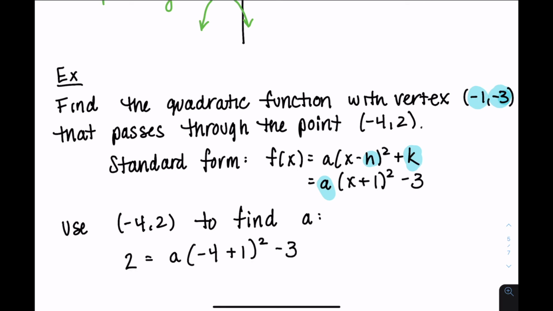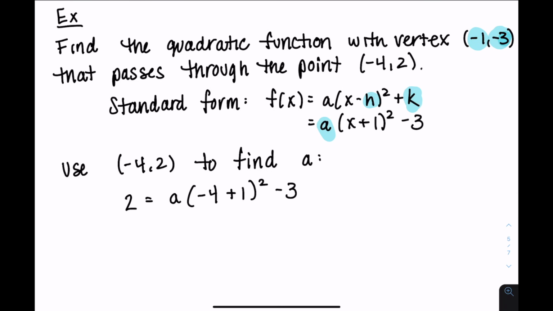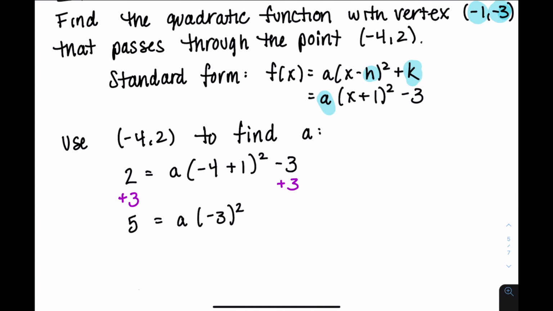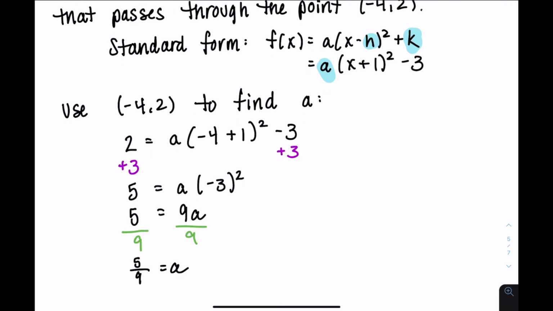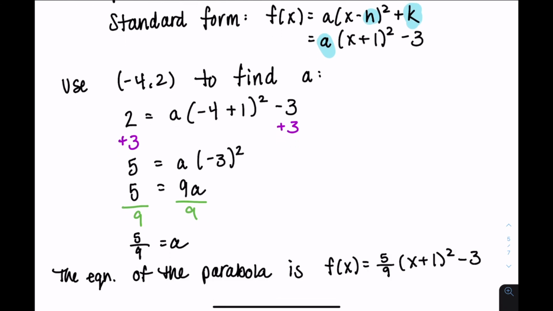2 has to equal a times the x value, which is -4, plus 1, squared, minus 3. So we just need to go through and solve this. Go ahead and add 3 to both sides. We get 5 is equal to a times... -4 plus 1 is going to be -3. So this gives us 5 is equal to 9a. Dividing by 9 gives us the exact value of a in our parabola. So now we know the equation of the parabola is going to be f of x equals 5/9 times (x plus 1) squared minus 3.